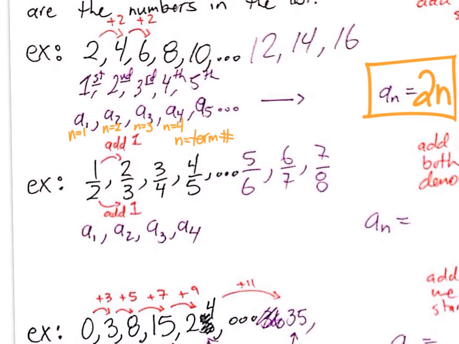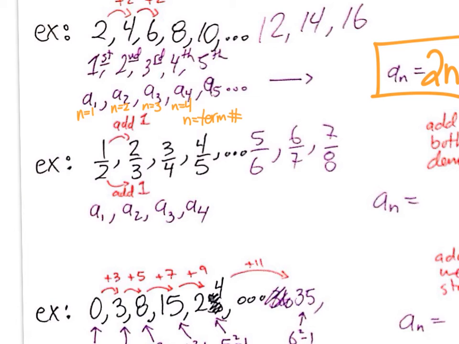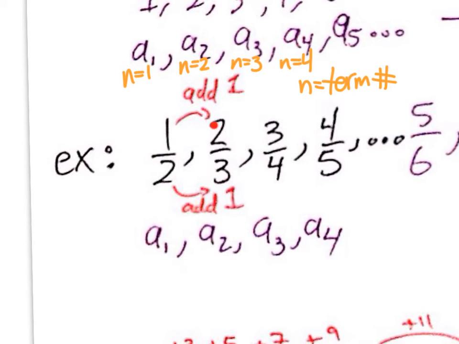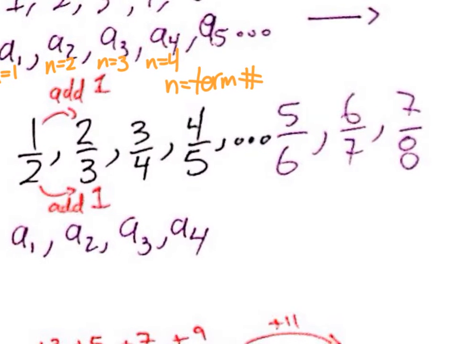So I like these. They're pretty fun. We're recognizing patterns. Alright, so here we go with the sequence. We have 1/2, 2/3, 3/4, 4/5. So you're probably recognizing that we add 1 to the top and we add 1 to the bottom. So the next term would probably be 5/6, and the term after that 6/7, and the term after that 7/8.